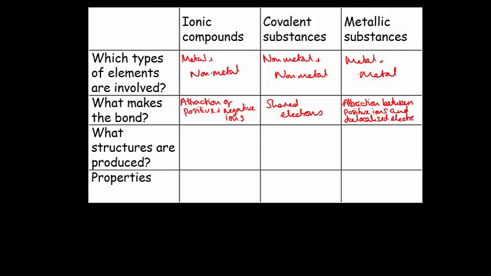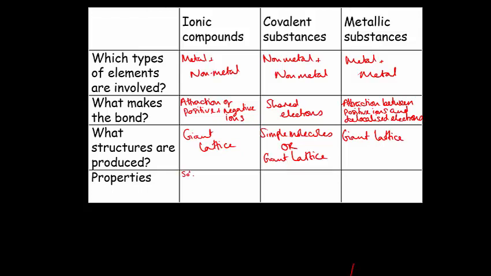Okay, so the next question is, what structures are produced? For ionic compounds, it's a giant lattice structure that's produced, giant ionic lattice. For covalent substances, it can form 2 different types of things. You can form simple molecules, small molecules, or you can form a giant lattice structure, which is what you have in your diamond and your graphite. And then for metallic substances, again, that's a giant lattice. In this case, we call it a giant metallic lattice.